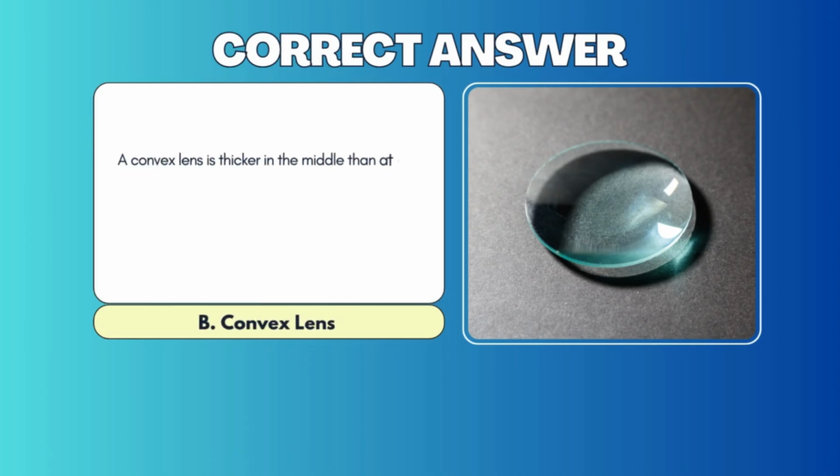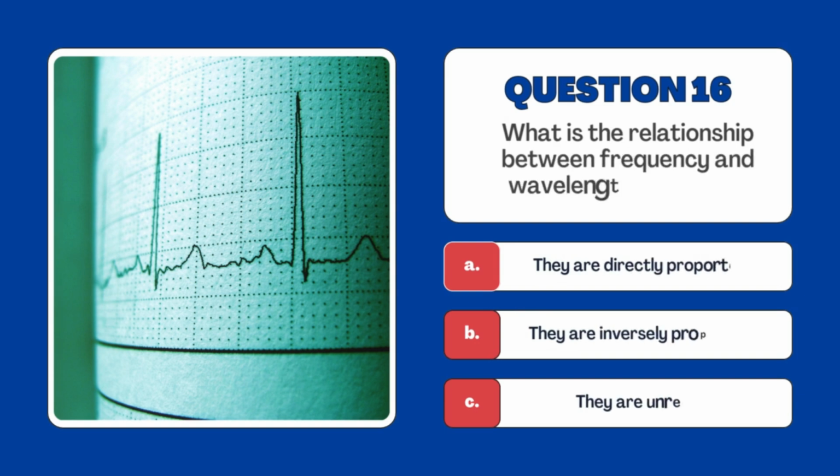The correct answer is B. Convex lens. A convex lens is thicker in the middle than at the edges and converges light rays that pass through it. Question 16. What is the relationship between frequency and wavelength in a wave?